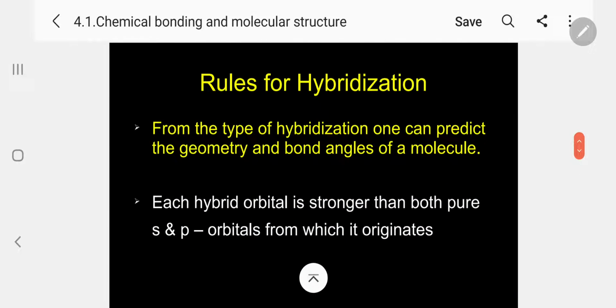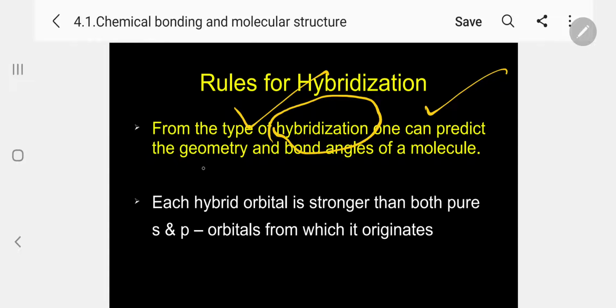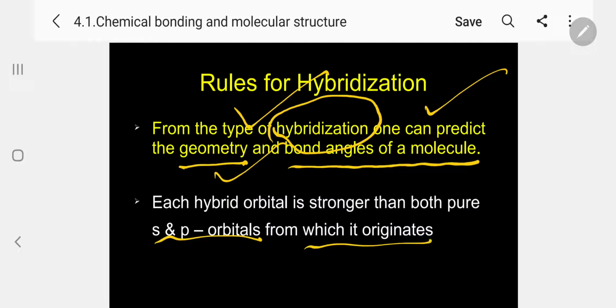Next, from the type of hybridization, one can predict the geometry and bond angles of a molecule. Once you predict the hybridization and also the lone pairs, you can predict the geometry and bond angles of a molecule. Each hybrid orbital is stronger than both the s and p orbitals from which it originates.